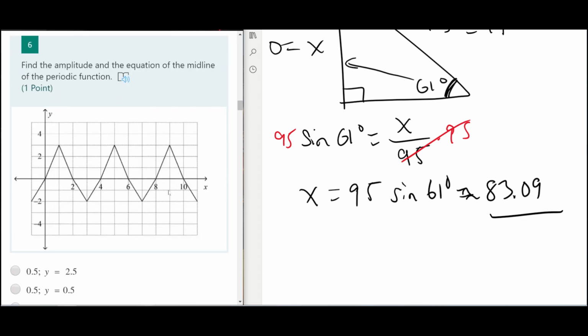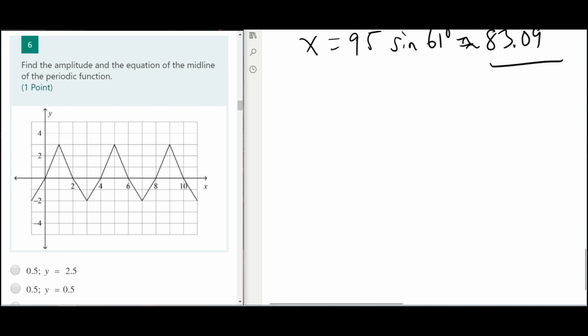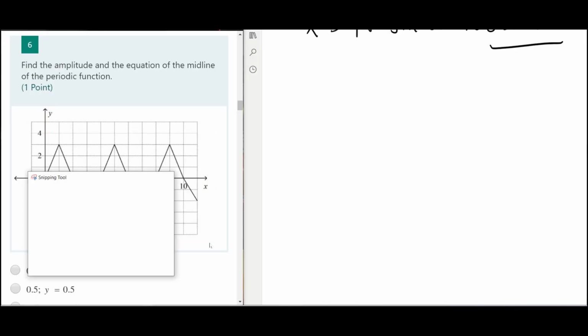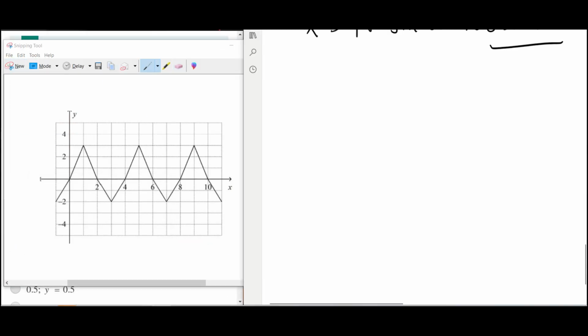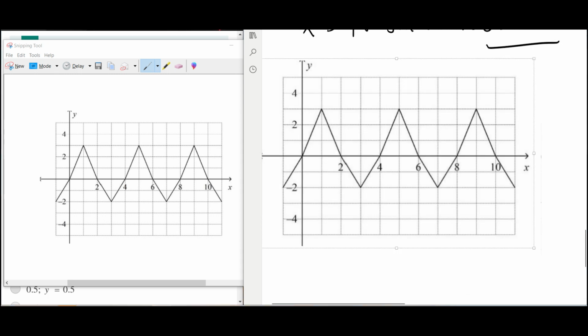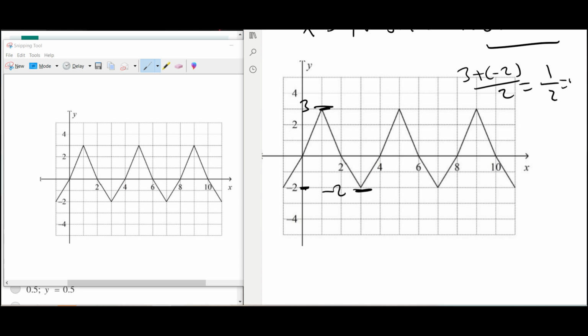All right. So looking at the next one, find the amplitude and equation of the midline. Let's go ahead and, as usual, let's draw on this. Okay, so again, our maximum here is 3. And then our minimum here is -2, right? That -2 line. So take the average between 3 and -2. So 3 plus -2 divided by 2 is 1/2. That's my midline. Y equals 1/2.